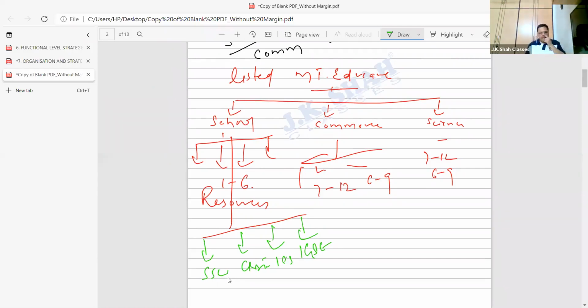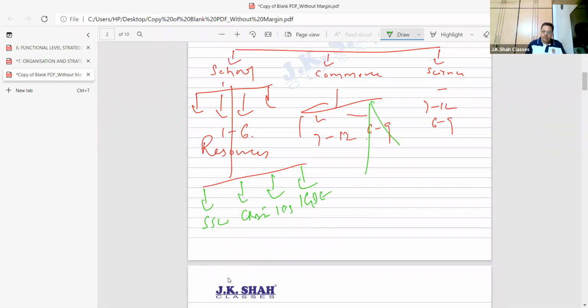Commerce we started. In commerce, students, we made 2 divisions. One division was for the students who want to do college education, and others who want to do professional education. In professional education, what we did, very easy. In professional, we made 3 parts: CA, CS, CMA. In science, students, we had the IIT and the normal BSc.